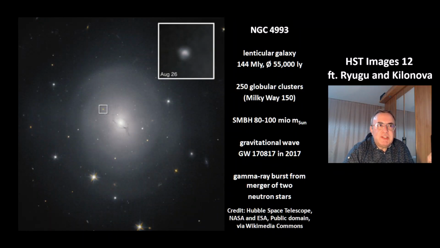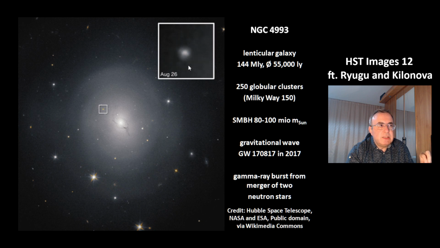This is the Galaxy NGC 4993. It's a lenticular galaxy at a distance of 144 million light years. Its size is about half that of the Milky Way, with a diameter of 55,000 light years. This galaxy contains 250 globular clusters. For comparison, Milky Way contains just 150. And at the top right, you can see a magnification of this region.